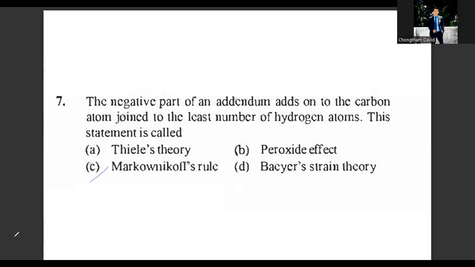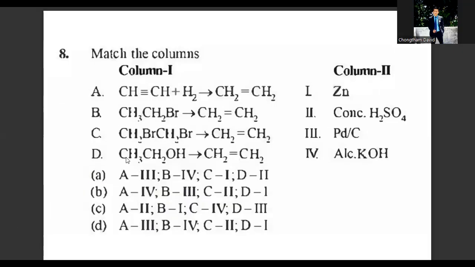Question number 8 is simple. Let's see, question number 7 is simple. Let's see question number 8. You have to match the correct answer, column 1 with column 2. So if you check carefully, A, this is hydrogenation of alkyne, and you have to apply this hydrogenation of alkyne gives alkene.